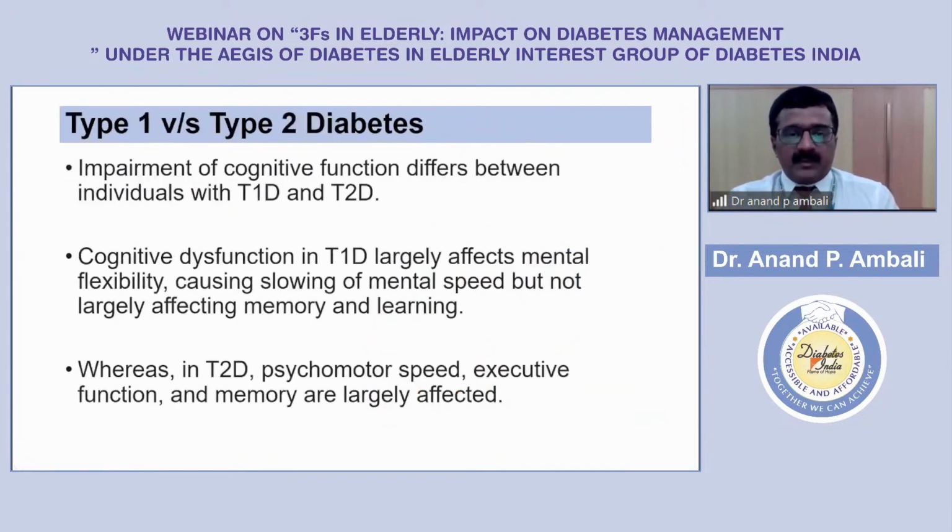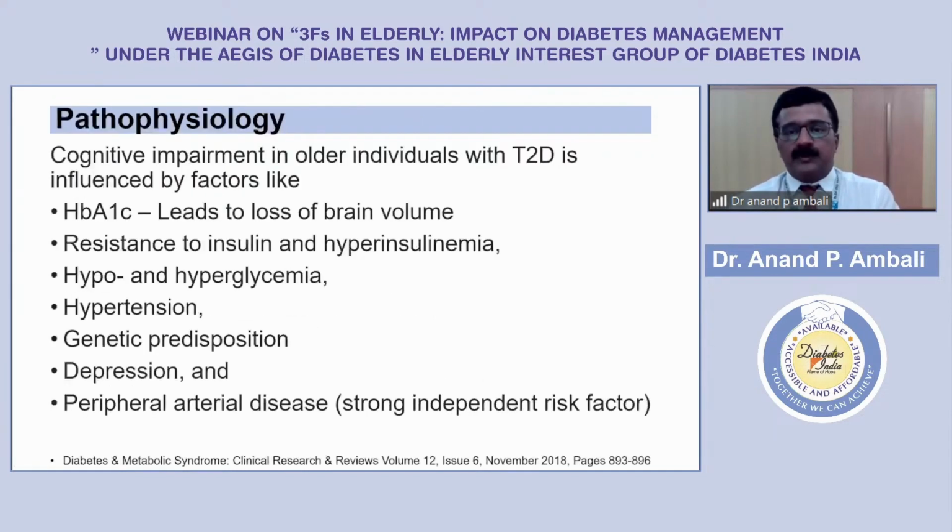Now, looking at whether dementia occurs in type 1 or type 2 diabetes: most older people have type 2 diabetes, but we do still see type 1 in older people. In type 1 diabetes, mostly slowing of mental speed takes place, and memory and learning are not affected. While in type 2, psychomotor speed, executive functioning, and memory are largely affected over a period of time. So people with type 2 are definitely prone to dementia.